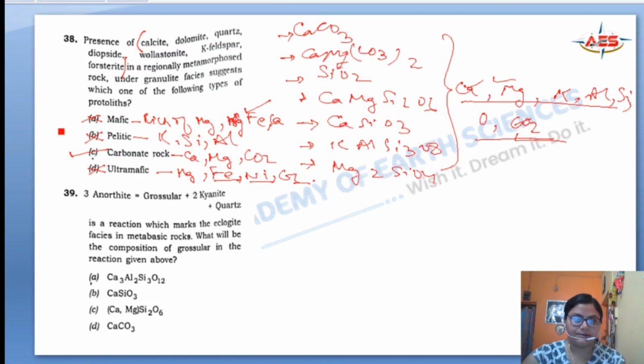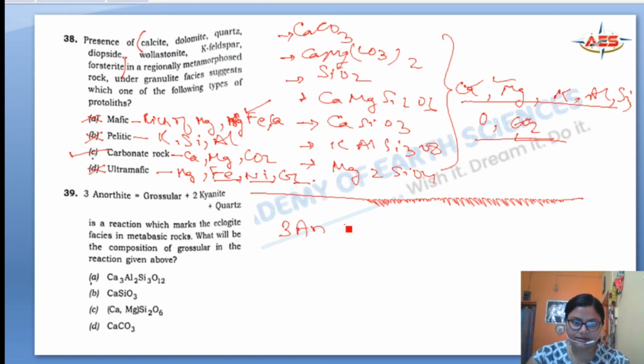In question number 39, we have the formula 3 anorthite giving grossular, 2 kyanite and quartz, a reaction which makes the eclogite phases in metabasic rocks. What will be the composition of grossular in the reaction given below? Ca3Al2Si3O12 or CaSiO3 or CaMgSi2O6 or CaCO3. Okay, now see the reaction. What will happen? Here it is 3 anorthite giving grossular, 2 kyanite and quartz.